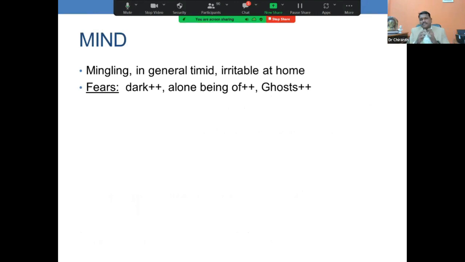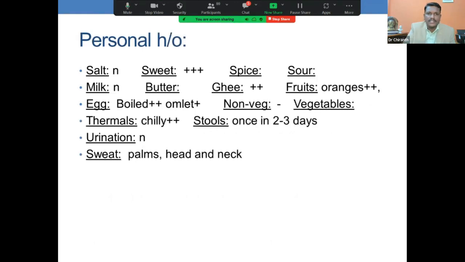If you look at her mind symptoms, she was mingling, in general timid, irritable at home. And she had a fear of ghosts, being alone, and dark. These were the prominent mind symptoms. And if you look at her personal history, she desired sweets, oranges, boiled egg, and she was chilly. Stools were passed once in 2 to 3 days, and she used to perspire in the palms, head, and neck.